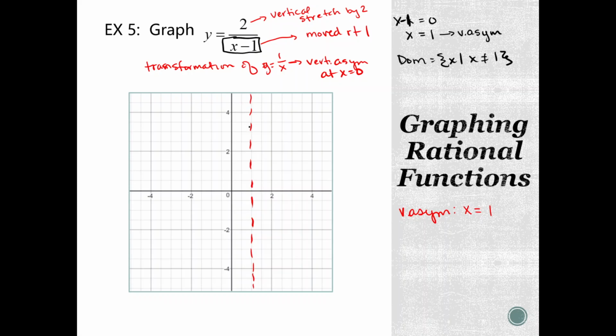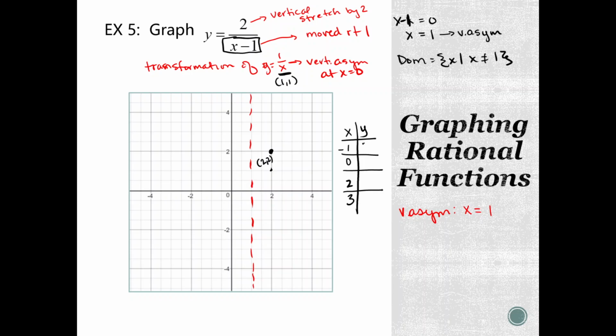Now, we also know that this graph right here goes through the point (1, 1). So if I'm going to move that to the right 1, it'll be at (2, 1), and it's been vertically stretched by 2, so now it'll be right here. The other thing you can do, of course, is just set up a table of values. Since I know the vertical asymptote is at 1, I might want to put in -1 and 0, and then 2 and 3. And that'll get me enough information to plot the graph.